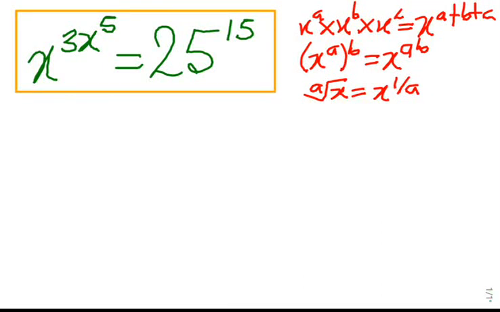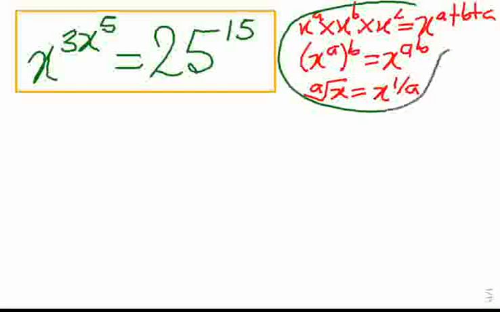Here we have an interesting exponential equation. We are told that x raised to power x raised to power 5 is the same thing as 25 raised to power 15, and then we are asked to solve for x. In solving this question, I'm going to apply some basic rules of indices. I've written some of them on this other side. They are going to be used in solving this question.